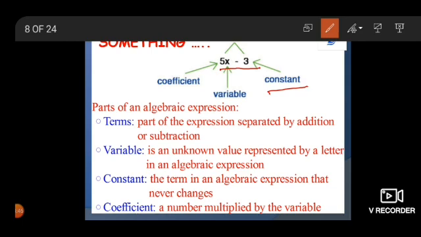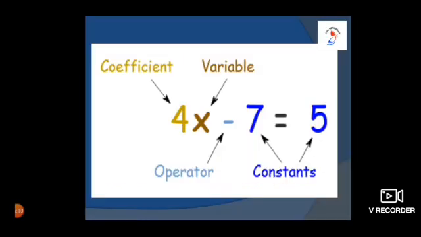Next it is constant. What is a constant? Come on, you tell me. We have discussed this in class 7 itself. Constant is the term in an algebraic expression that will never change. It will not change itself. That is only called a constant. So I think you are familiar with the terms variable, constant and coefficient. We'll move on to the next one.